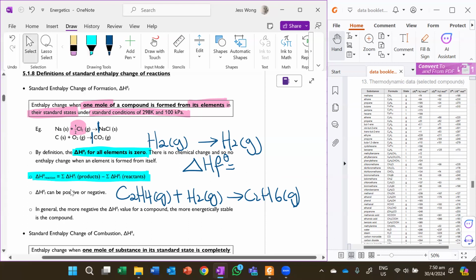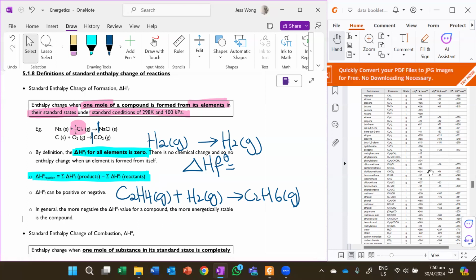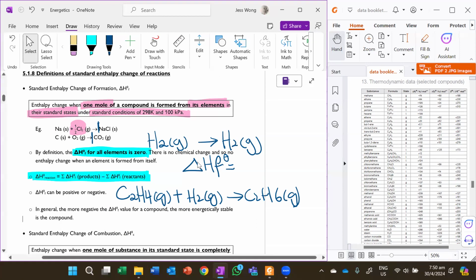Just take note that when we do this calculation, if there were 2 moles of C2H4, we will have to multiply the value in the data booklet by 2, because the value in the data booklet is based on per mole. So if there were 2 moles of C2H4 in the equation, we will have to multiply by 2 when we sum up the values here.